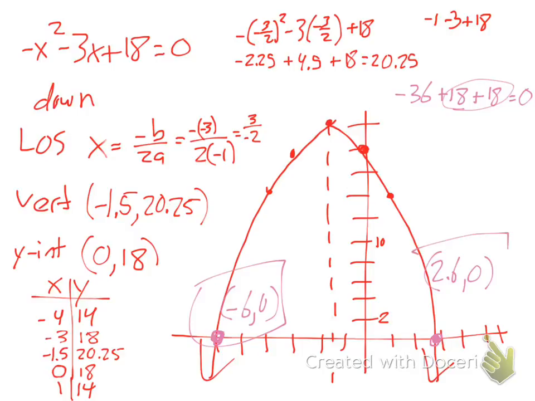Now, I don't know if that will work, but you guys can test it. If it doesn't work, that's fine. Just state 2.6 is not correct, but negative 6 was. You're done. I'm not asking you to fix it.